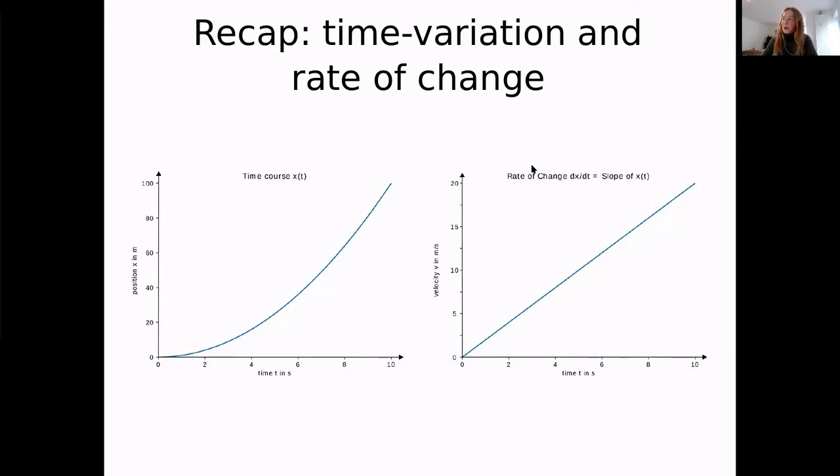Good. So the next thing would be, when we now have the velocity as a time course, and we want to know its rate of change, which kind of function would we get if we take the derivative of a linear function?